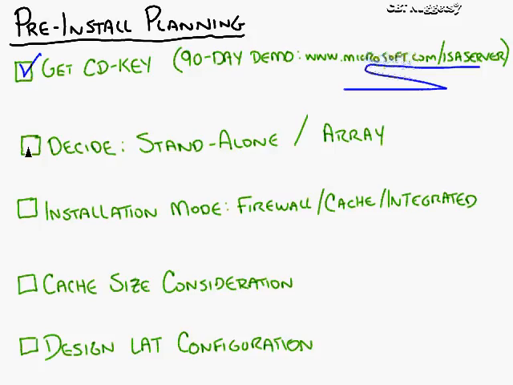Second off, you need to decide whether this is going to be a standalone installation or if you're going to be installing into an array. That's going to go into your planning and whether you have Active Directory installed. And really, you'll typically decide on this based on whether you're in a small business environment where you don't have Active Directory, or if you're in an enterprise business where you do have a full-blown deployment. That will really dictate how you install ISAServer as well.